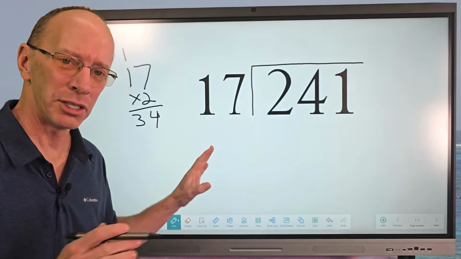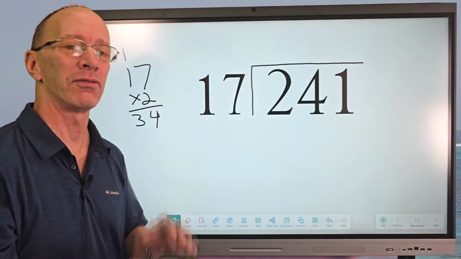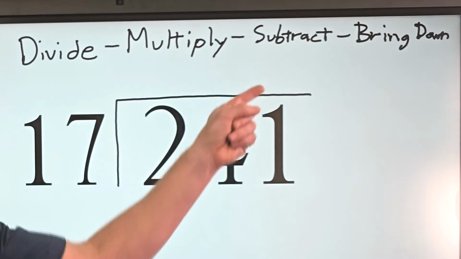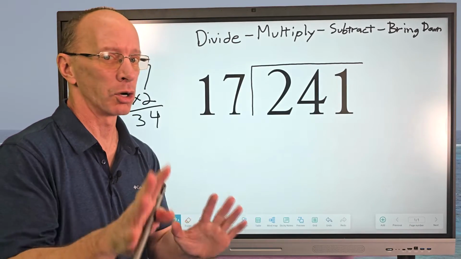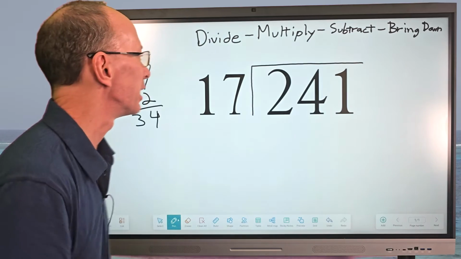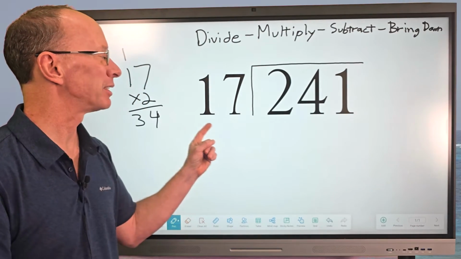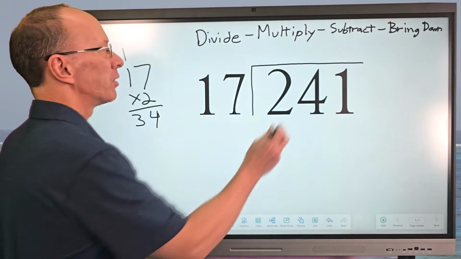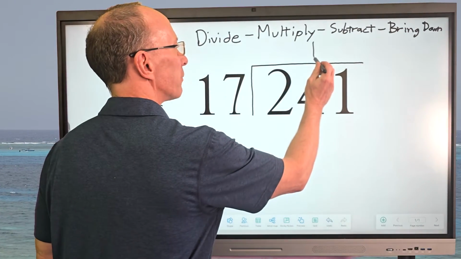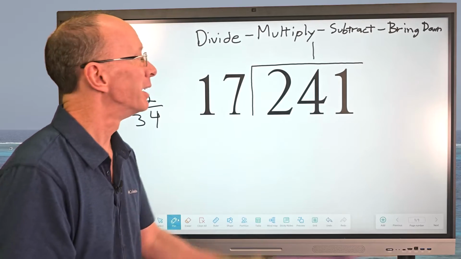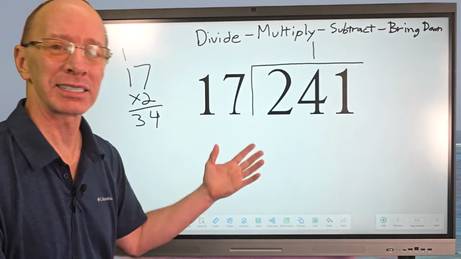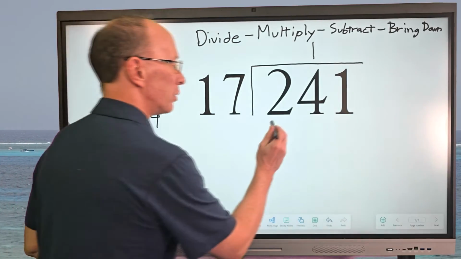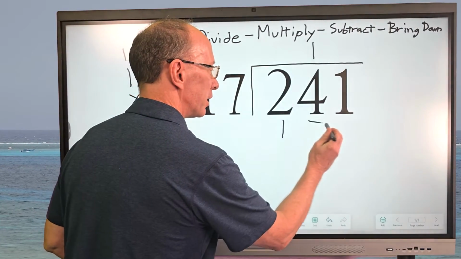When we do big problems like that, there are 4 steps that you're going to do. You're going to divide, multiply, subtract, and then bring down. Don't worry, I'm going to show you each of these steps. So again, how many times can I put 17 into 24? You can only put it 1 time. So I'm going to go ahead and put the 1 right here. It's a little bit smaller one. And then I'm going to multiply. My next step is to multiply. So I'm going to take 1 times 17, which would be 17 right here.